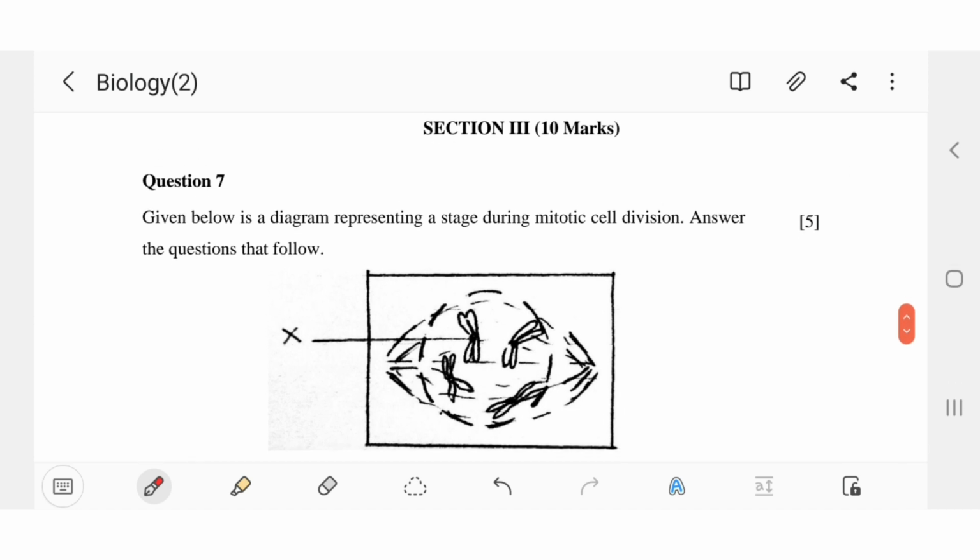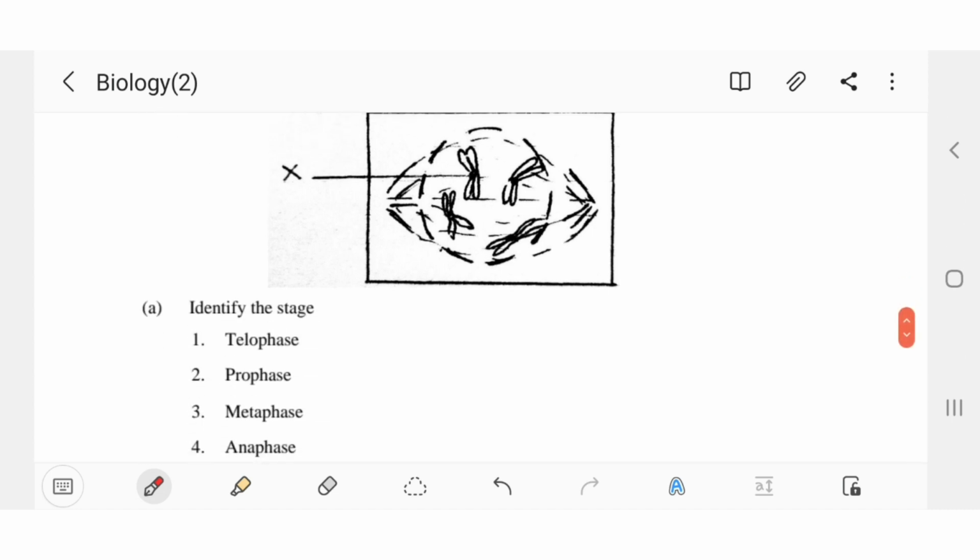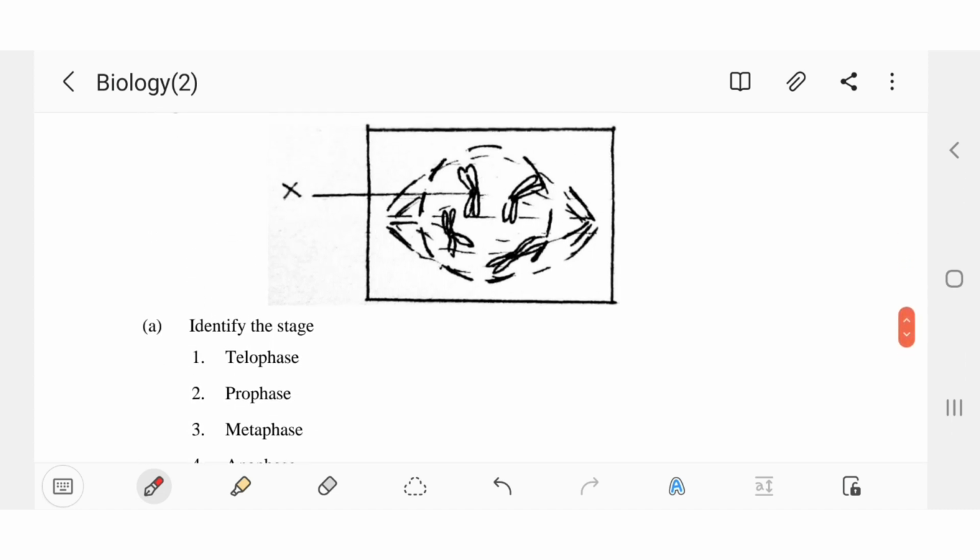Given below is a diagram representing a stage during mitotic cell division. Answer the questions that follow. As you can see, the chromosomes have been connected by the spindle fibers, but they are not aligned at the equator. So this phase is the prophase. And why is it not anaphase? Because had the phase been anaphase, the chromosomes would have been split into chromatids. So this is prophase. Identify the stage means it is prophase.